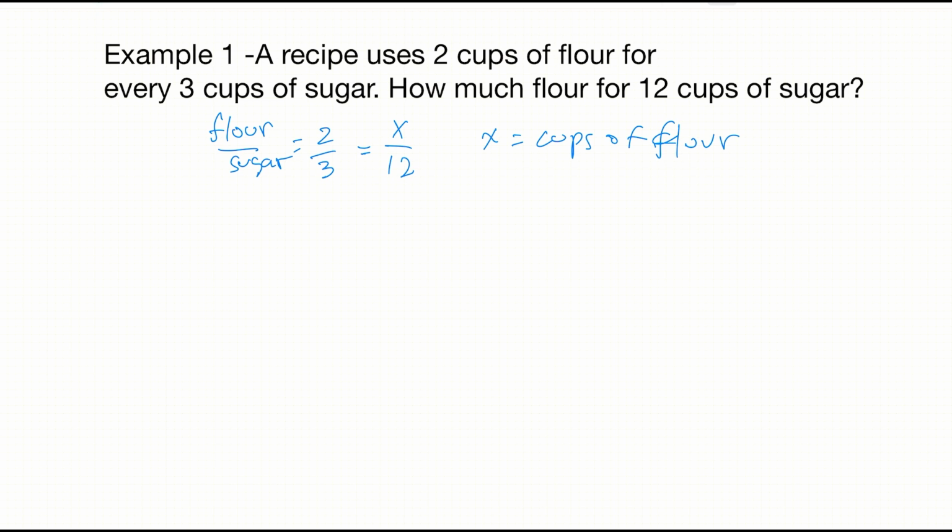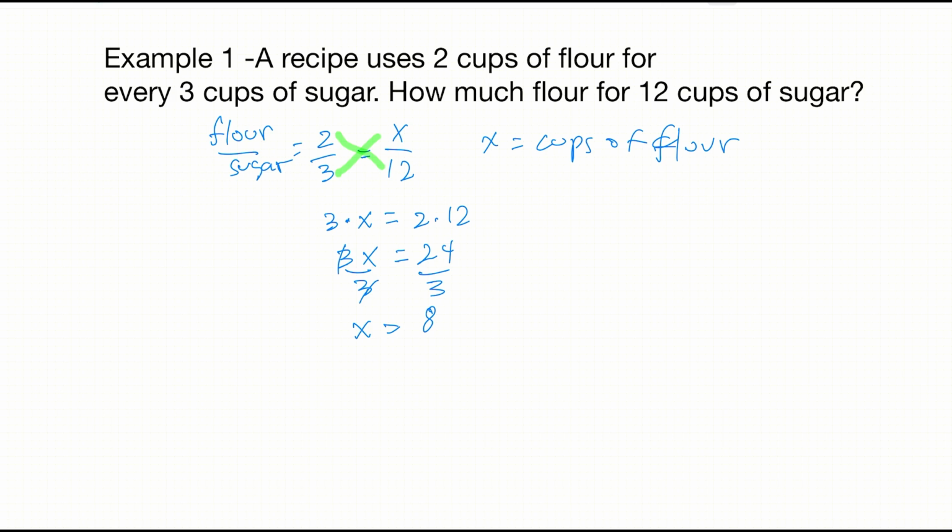So now we cross multiply again, like that. We're going to get 3 times X is equal to 2 times 12. So that's 3X is equal to 24. Divide both sides by 3. We get X, because these cancel out, is equal to 24 divided by 3, which is 8. So that's our answer. If we up the ratio to 12 cups of sugar, we're going to need 8 cups of flour. So that's our answer.